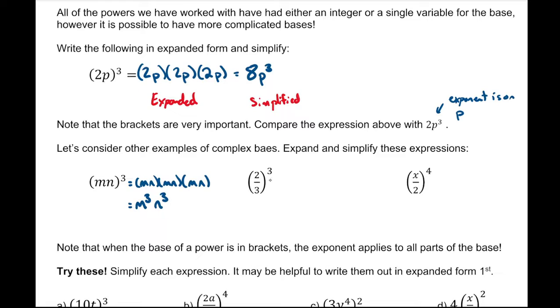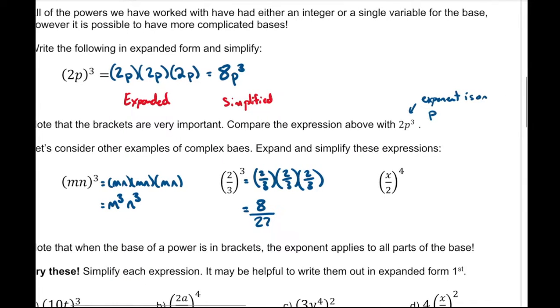In the next example, we have a fraction 2/3 to the power of 3. Now I know you may not like fractions, but again, expand it. 2/3 to the power of 3 means it's 2/3 multiplied by itself 3 times. If we want to simplify this, again, when we multiply fractions, we multiply straight across. So our numerators, or the top numbers, all multiplied. So 2 times 2 times 2, which is 8, over 3 times 3 times 3, or 27.